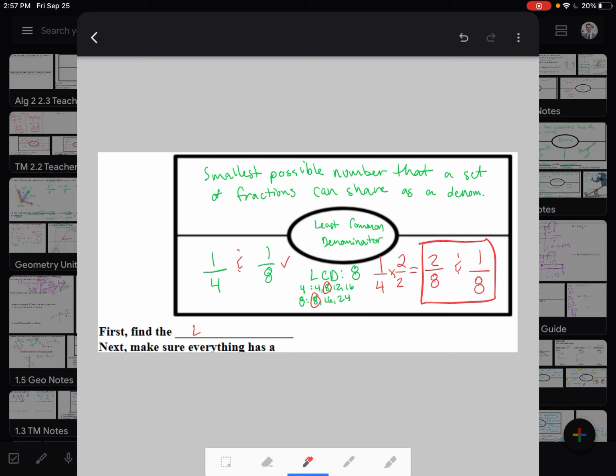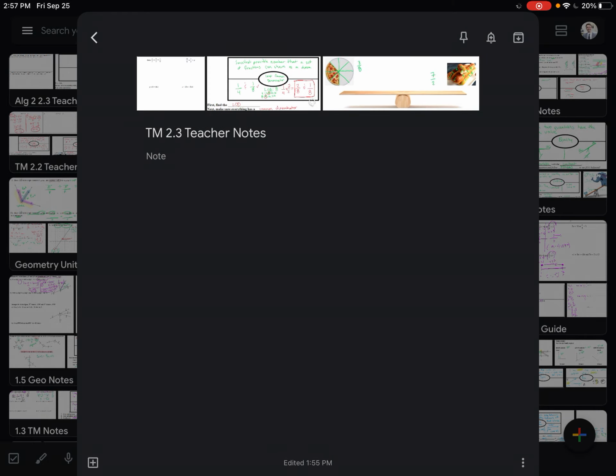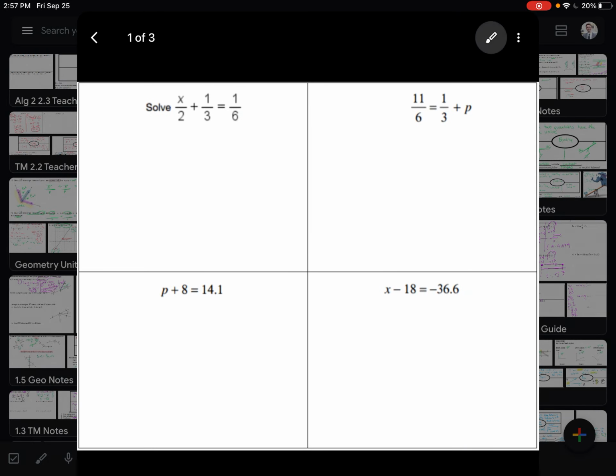All right, so first find the LCD. We're going to do that using multiples. And then second, make sure everything has a common denominator. So thinking about pizza and breadsticks, the pizza's cut into 8 slices. We can do the same thing to the breadsticks, and that'll kind of help us even those out with common denominators. So a few questions here.